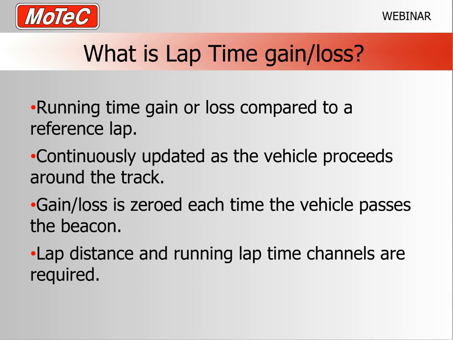So it's constantly updated. It's not like the television view of gain loss where they only show you the changes at different sectors around the track. Gain loss is constantly showing you how you are comparing to your best lap. The gain loss value gets zeroed each time you pass the beacon, so you always start each lap compared to the fast lap that you are using at 0. There's a couple of channels required for this to actually work, and lap distance and running lap time channels are the ones that you need.